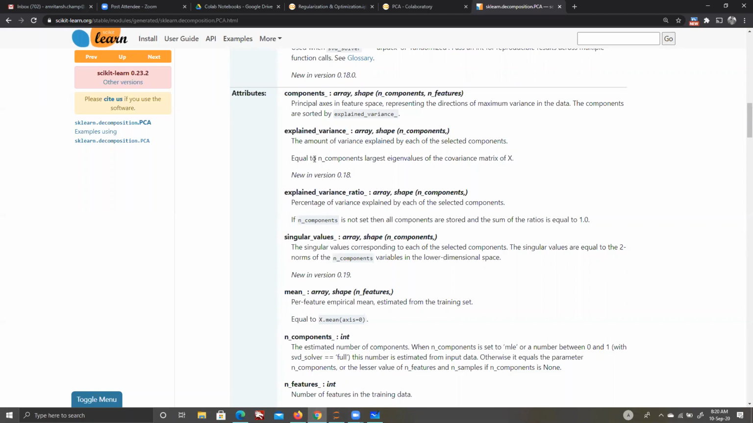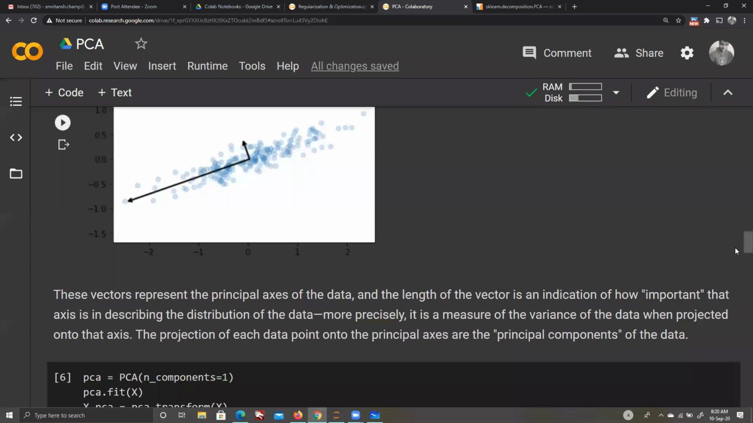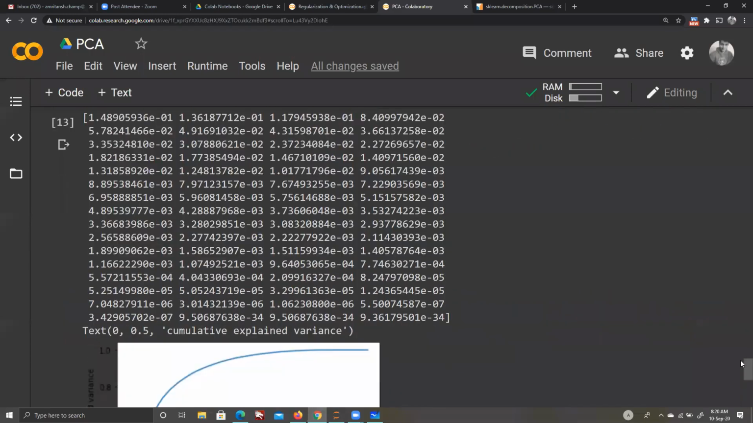Okay, and you can see it is equal to n components. If you want to know how many it will come, it will be equal to n components largest eigenvalue of covariance matrix of X. Okay, so basically remember this part. Even if you just want to check how the variance is explained in that data, this kind of code can come in really handy over there.